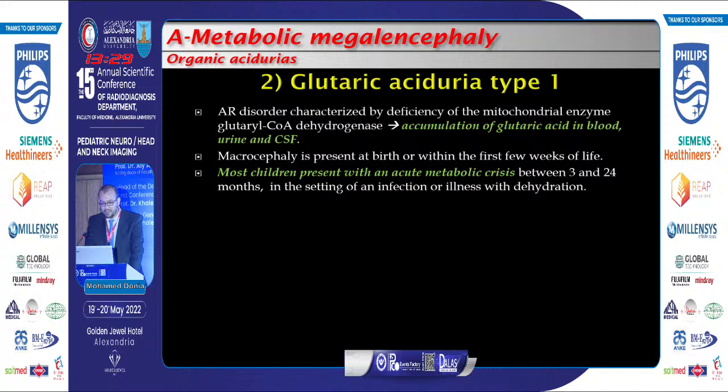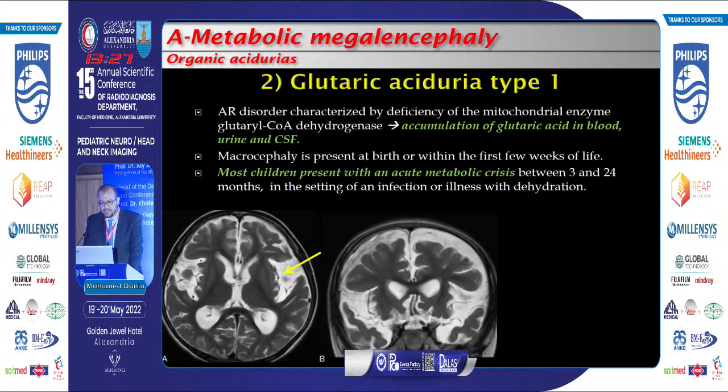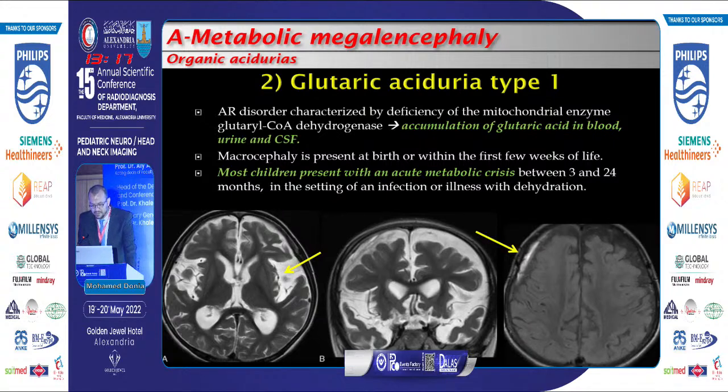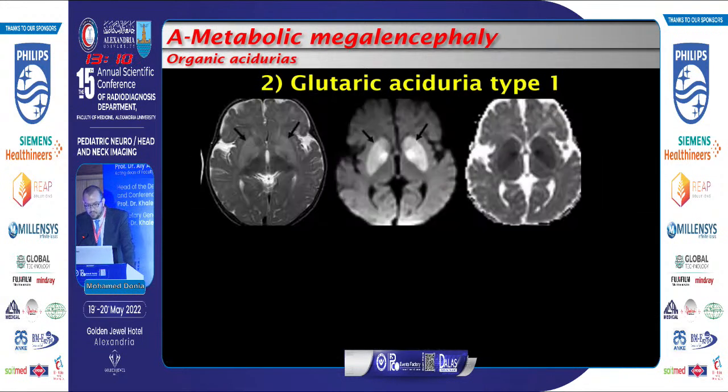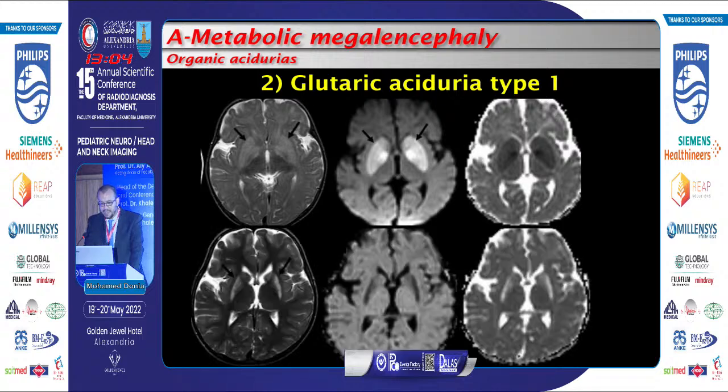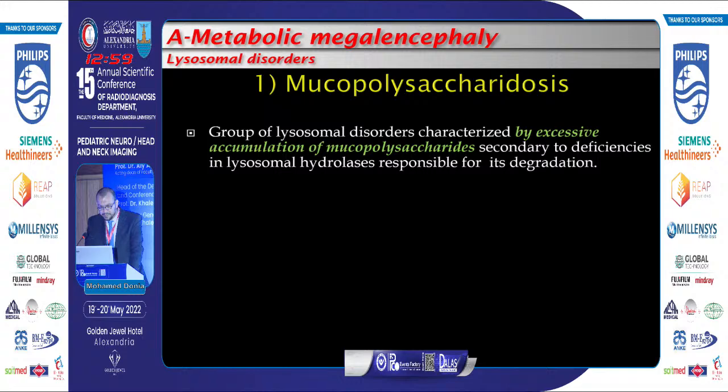Glutaric aciduria type 1. Most children present with an acute metabolic crisis. There is macrocephaly with mild ventriculomegaly and characteristic widening of the Sylvian fissure with dilatation of subarachnoid spaces, and may be complicated by subdural hematomas or hygromas without significant history of trauma. During an acute metabolic crisis, there is cytotoxic edema in the corpus striatum. Later, there is atrophy of the corpus striatum.